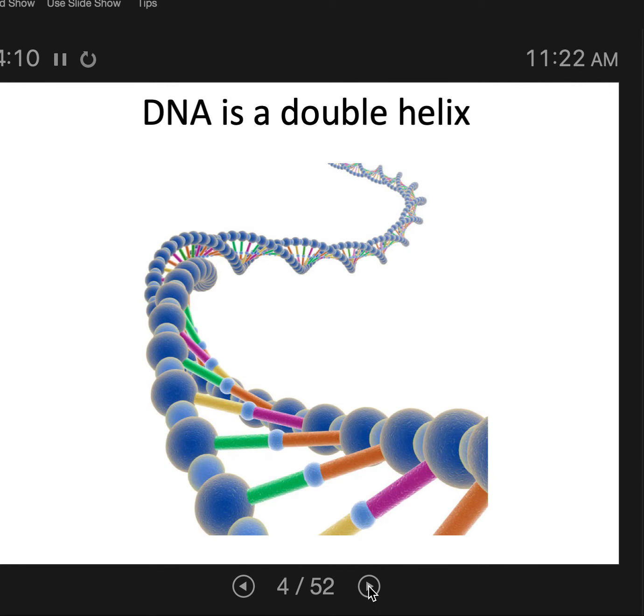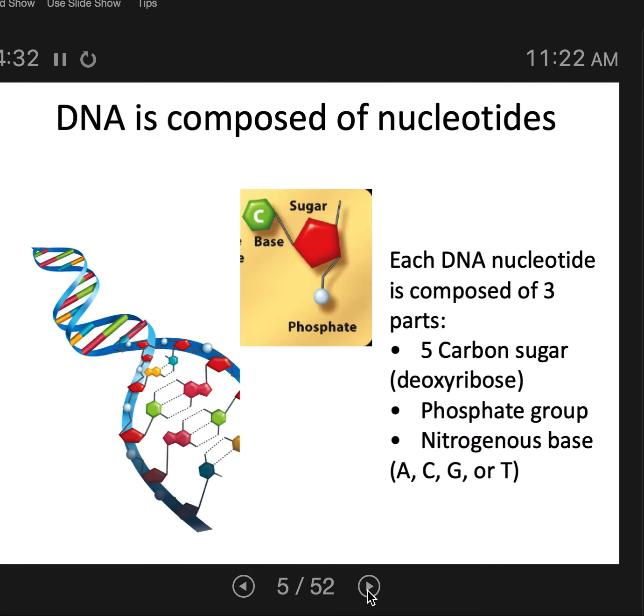All right, DNA is a double helix. Double means two, so you can see that there's two strands. So if you look at these blue balls, these strings of blue balls, there's two of them, and they wind around each other. Helix is just another word for a kind of spiral. So it's a double spiral. So there's two strands of DNA that spiral around each other. So that's a double helix shape.